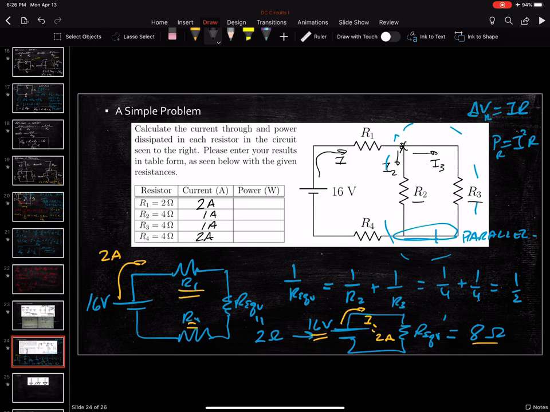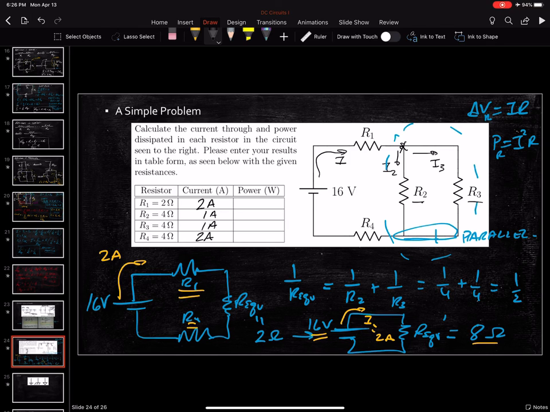Now, if you didn't see that, you can work it out through the loop rules and the junction rules and so on. The change in voltage through R2 and R3 have got to be equal to each other, and so that will tell you what your currents are. Again, you can try working it out all kinds of different ways.